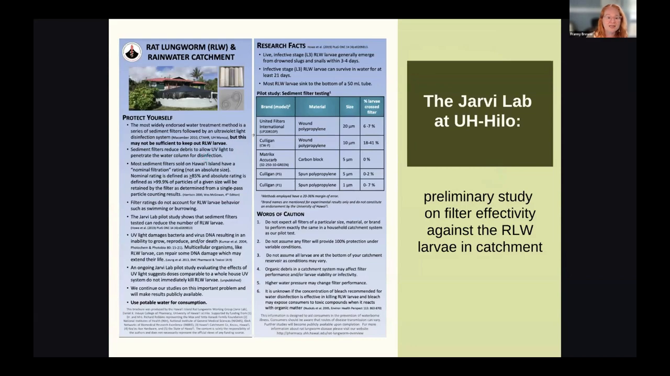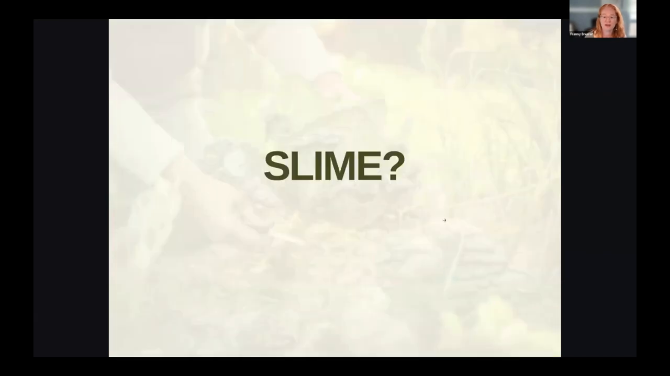The Jarvie lab did test some filtration systems and found that some were a little better than others. This 5 micron carbon block did really well. Again, this is a small test, so we can't talk about every single type of filtration system, but keeping that filtration system maintained is really going to help you. So I think we have some links in the chat that you can click on to go to the Jarvie lab and learn more about the work that they've done on rat lungworm.